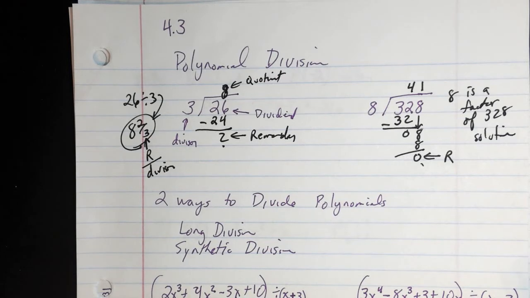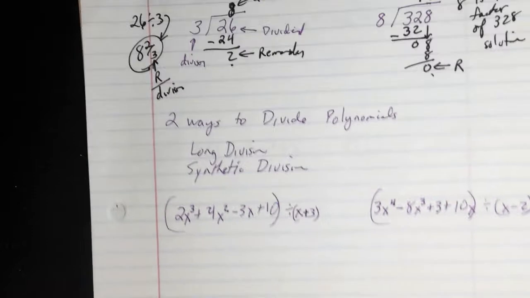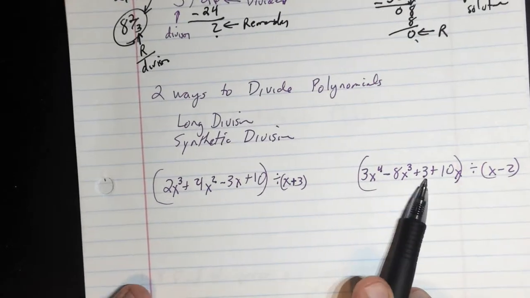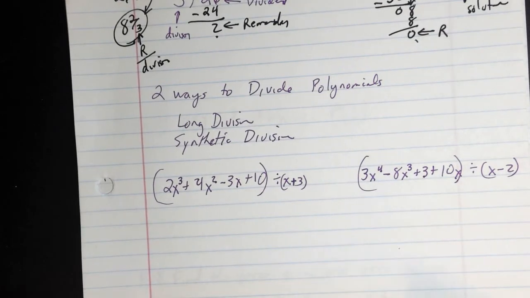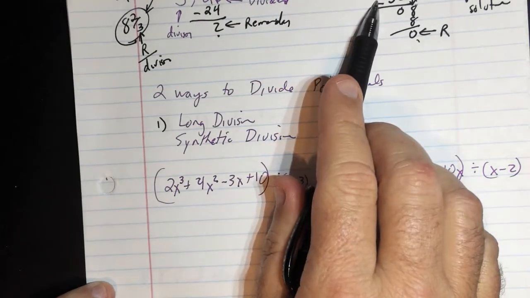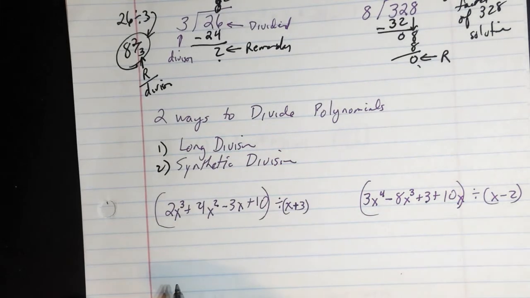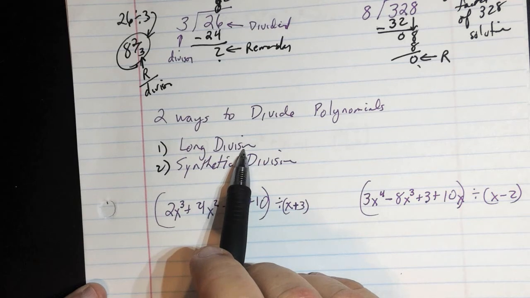Now, there are 2 ways to divide polynomials. If you look at this, here are a couple of examples of division of polynomials. The 2 different methods are long division, which is what this is up here, and what's known as synthetic division. In this course, you don't really need to know how to do long division for what we need you to be able to do.